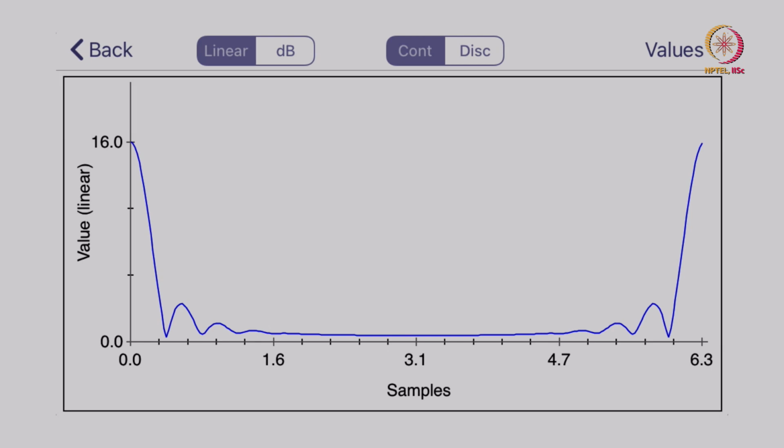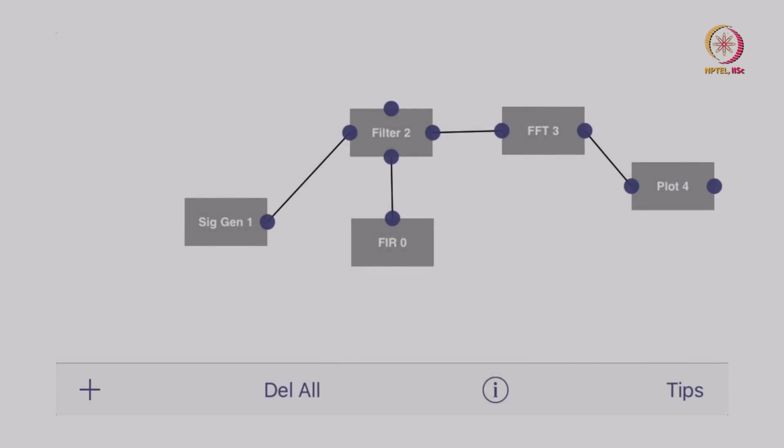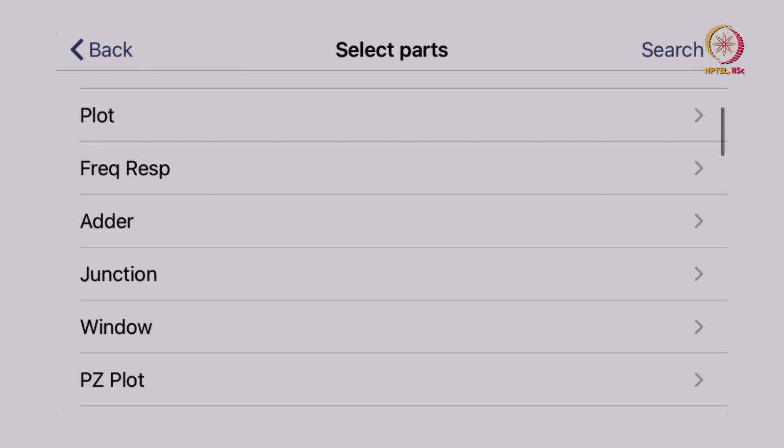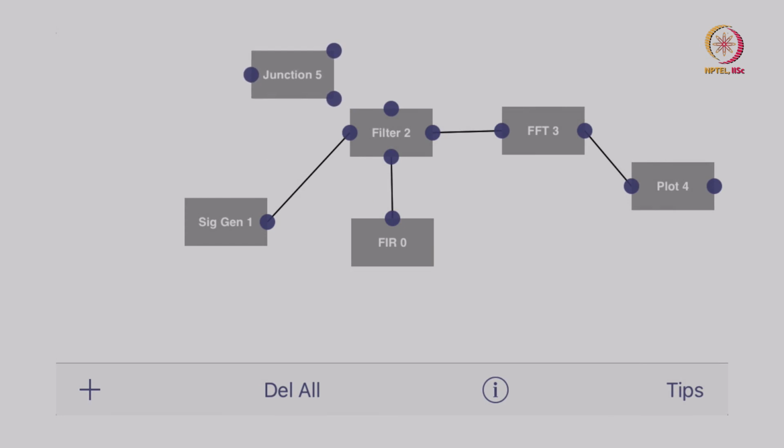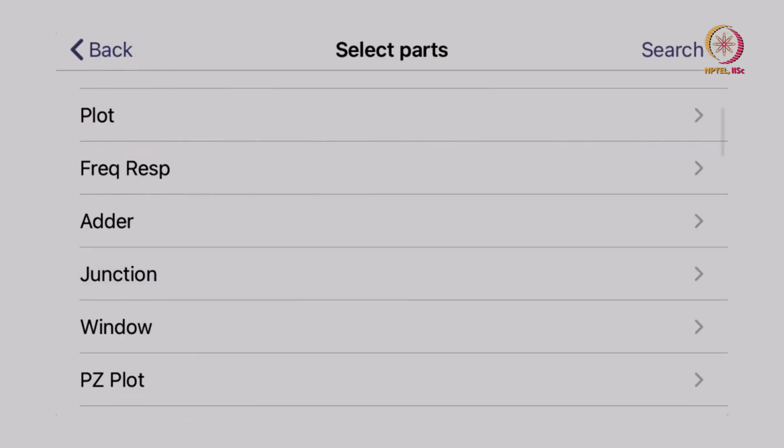So, a sine wave, if you want. One more plot you want to see: the generated signal with FFT, and we can also plot after the filter. For that there is a junction, so I can put a junction here. From here I will take one input to this, and from here one of the inputs to here, so I can directly plot the other one. Let us put an FFT there also.